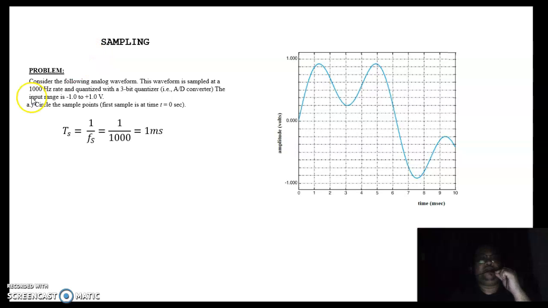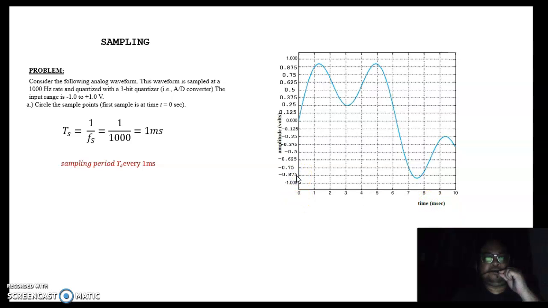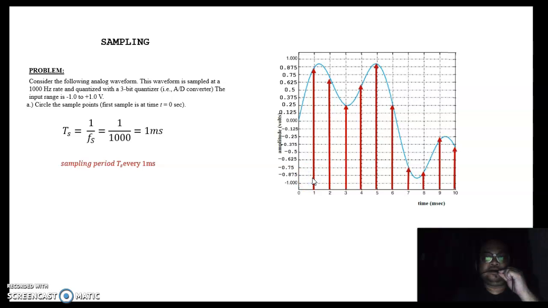That is just the inverse of the sampling rate, because period is inversely proportional to the sampling rate. 1/1000 is 1 millisecond. It means that the sampling period Ts is every 1 millisecond. So every 1 millisecond, you need to get a sample. You need to scale down the voltage here so you can easily identify the voltages. So you just write the scale. Then you sample every 1 millisecond.